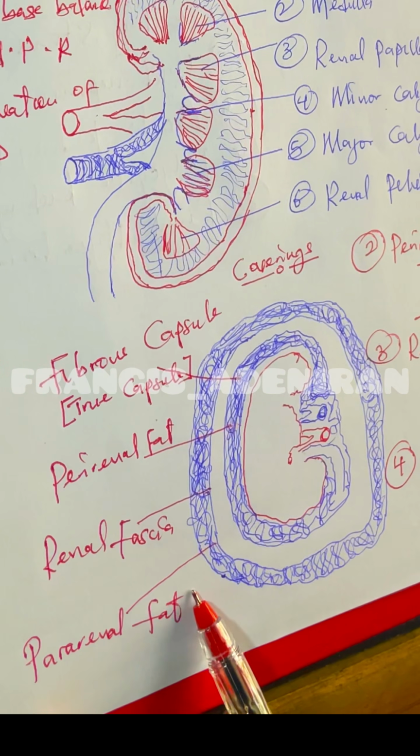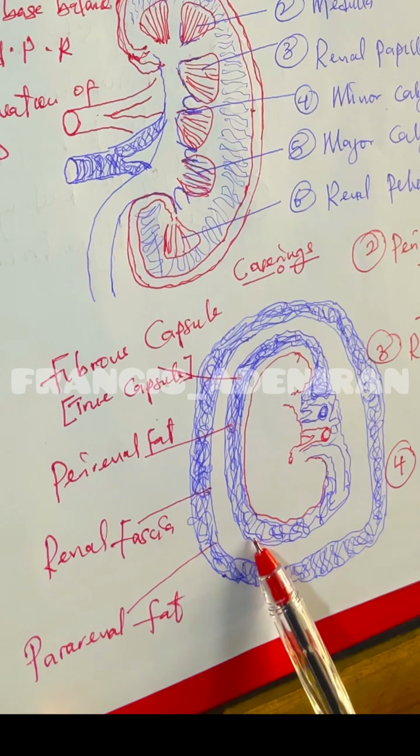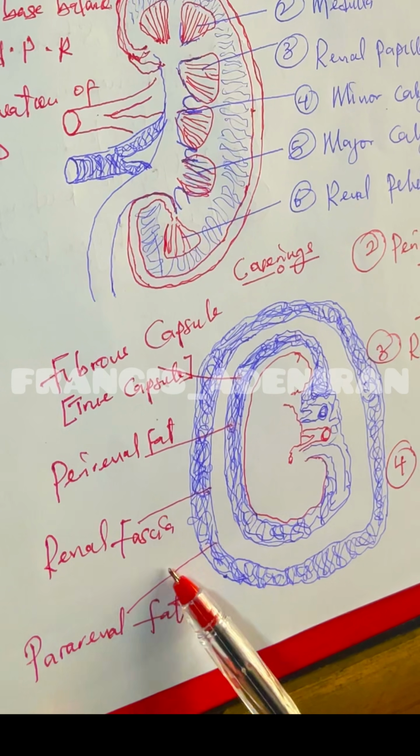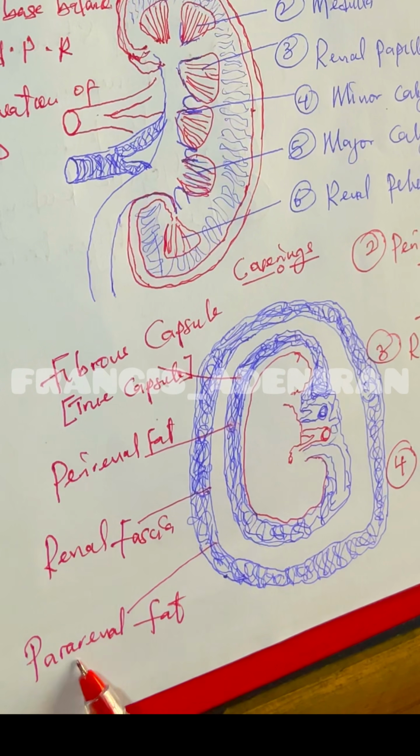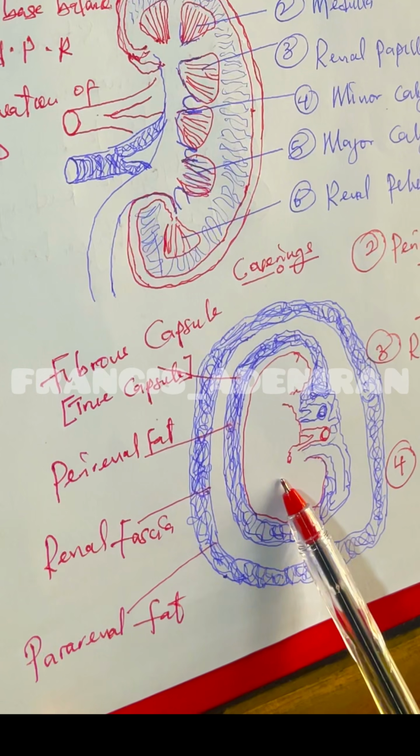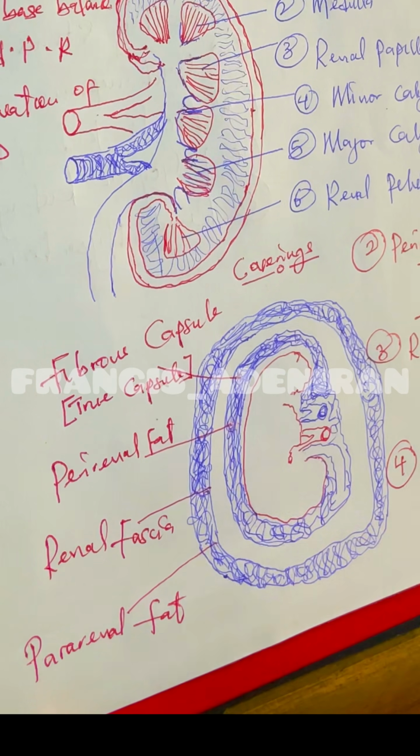The last covering we'll be discussing is the pararenal fat. This pararenal fat is the outermost layer of fat, and it is not directly attached to the kidney.